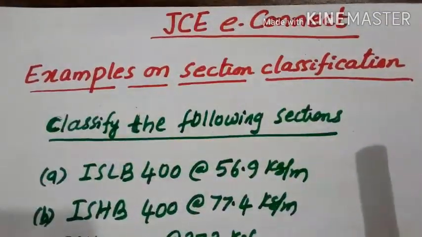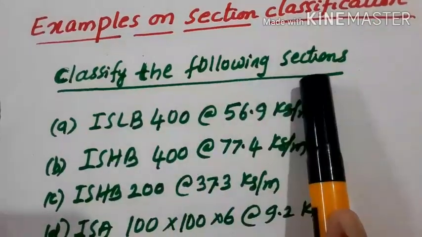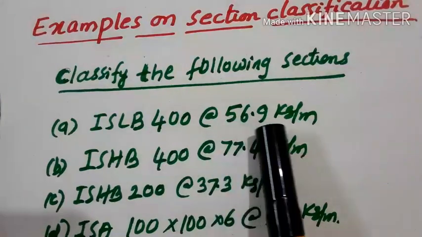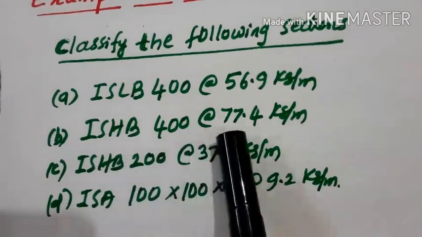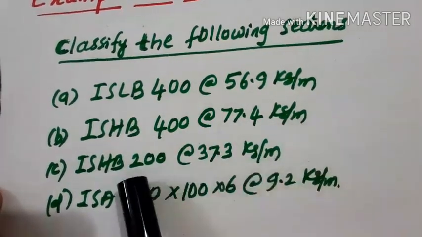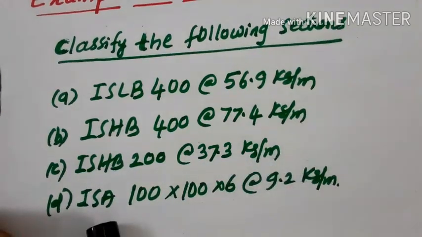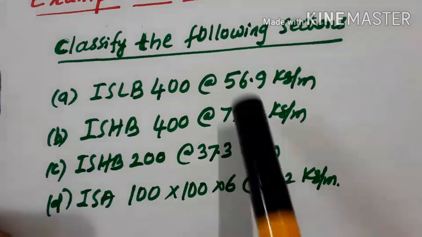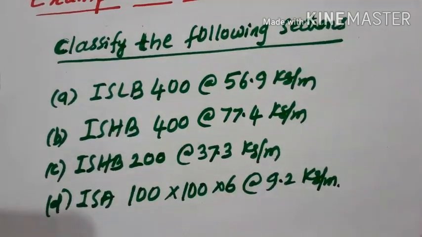Here I have taken some examples. Classify the following sections: ISLB 400 at 56.9 kg per meter, another example ISHB 400 at 77.4 kg per meter, and one more ISHB 200 at 37.3 kg per meter, and one angle section I have taken as 100 by 100 by 6 at 9.2 kg per meter. So let us see in which category each of these sections will lie.